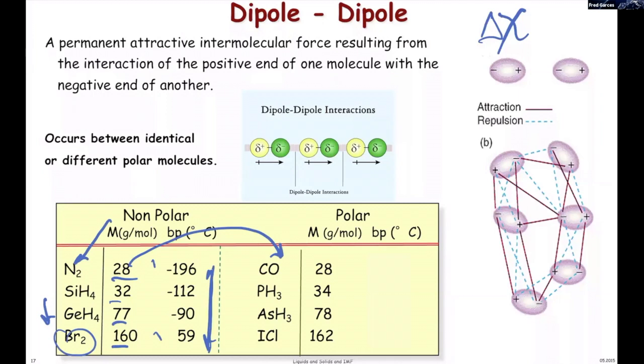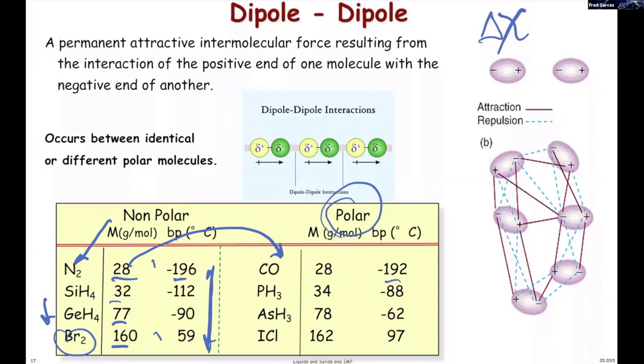These chemicals are polar. Look at the intermolecular force. This 196 is lower than 192. They're still pretty low, but the fact that CO is polar means that it's got stronger intermolecular force.